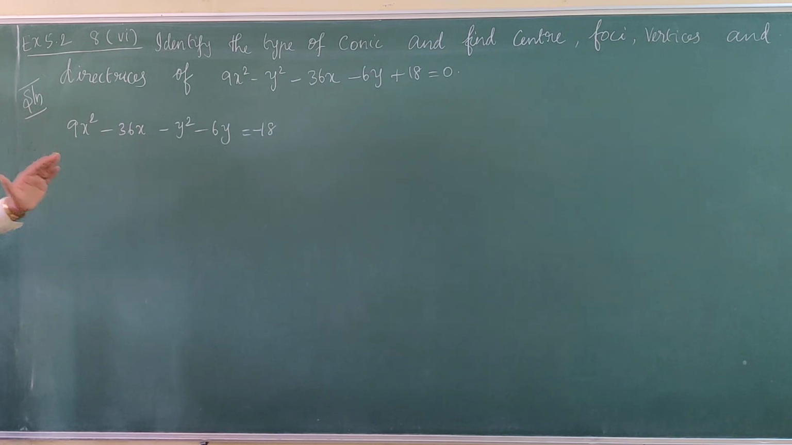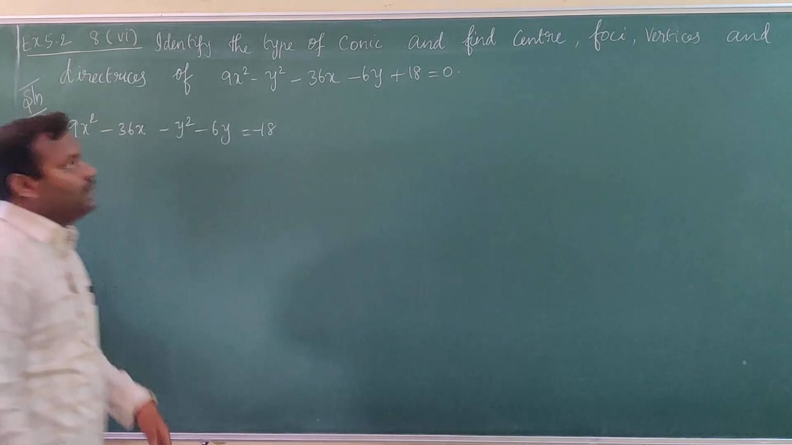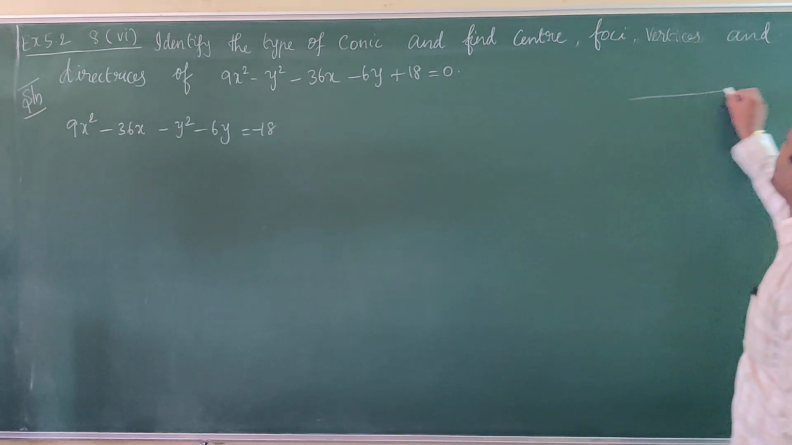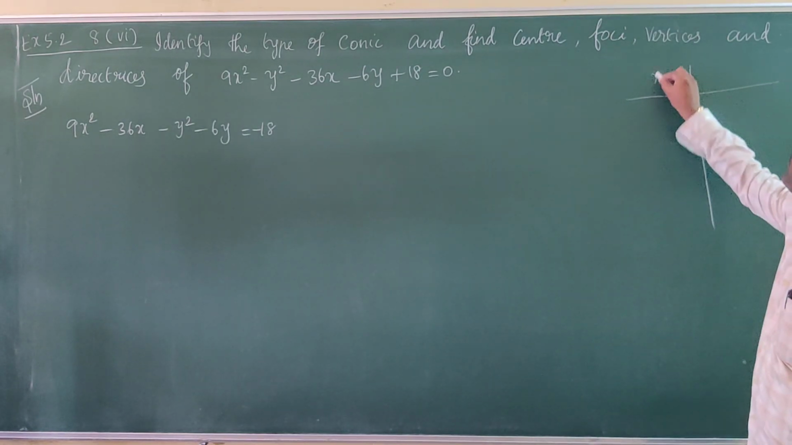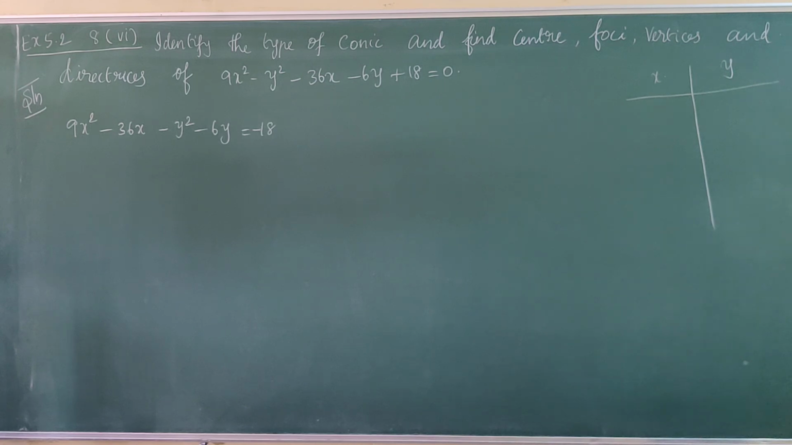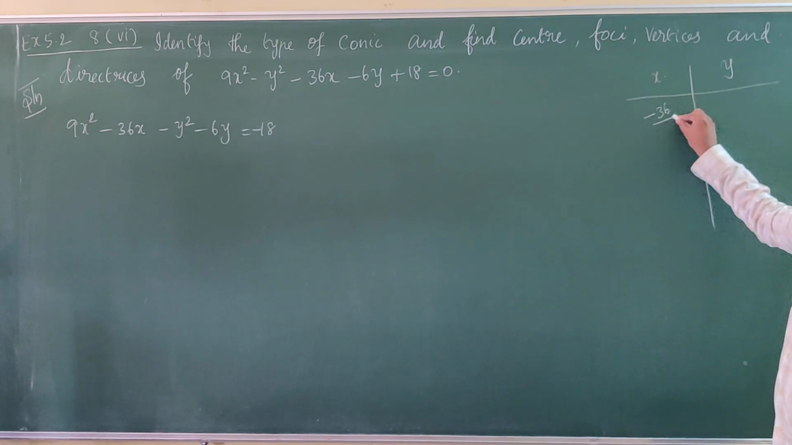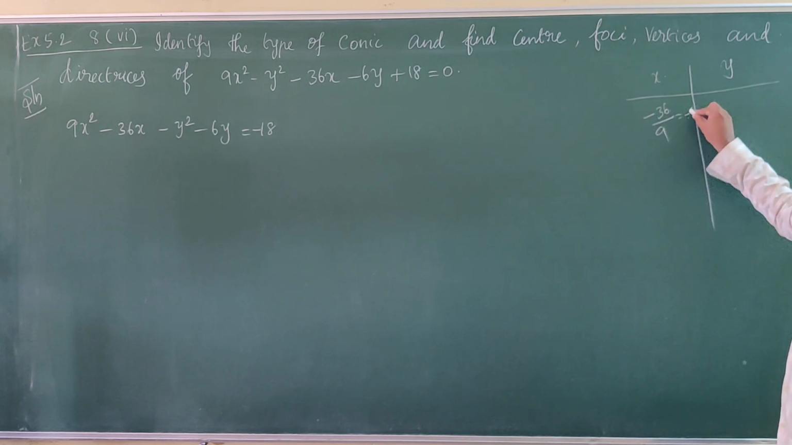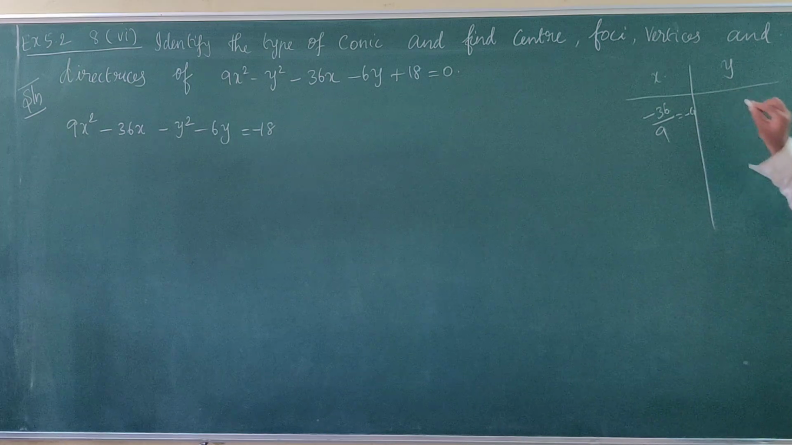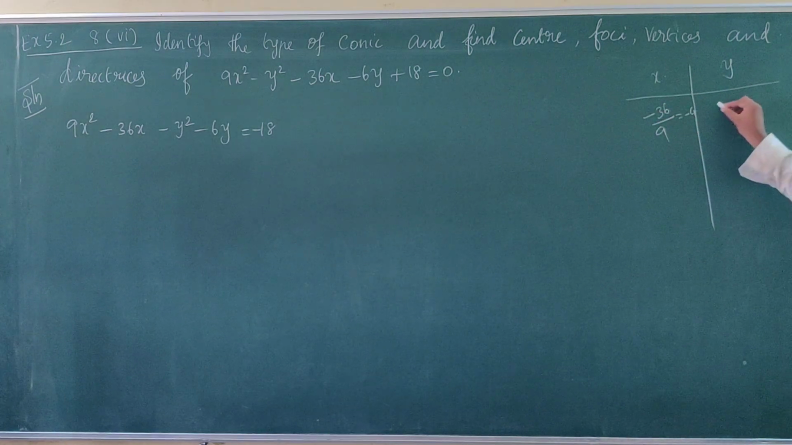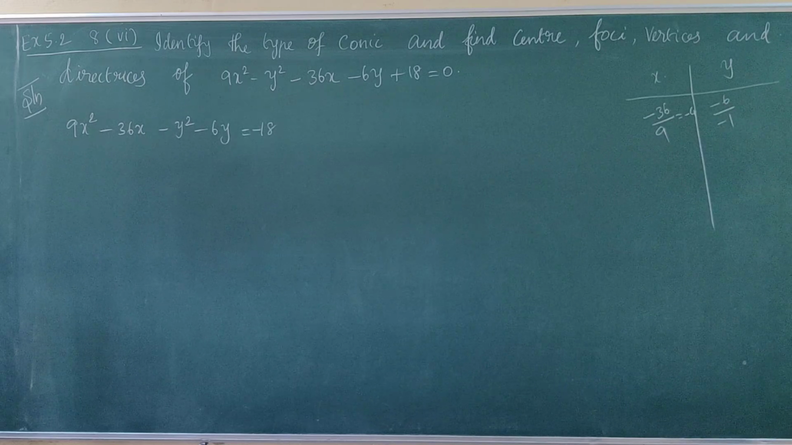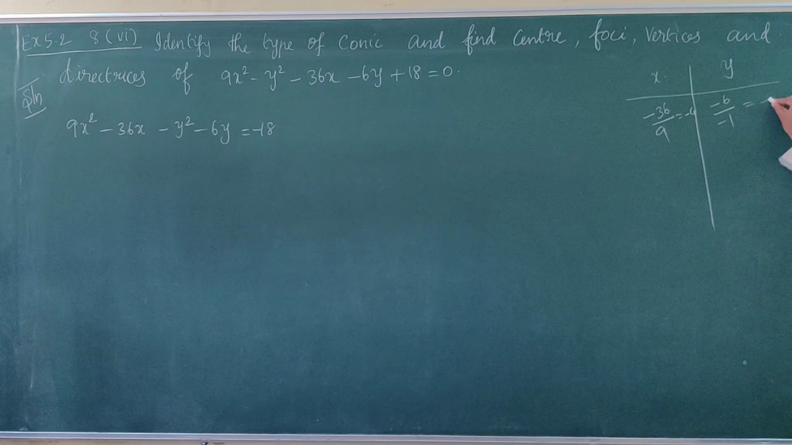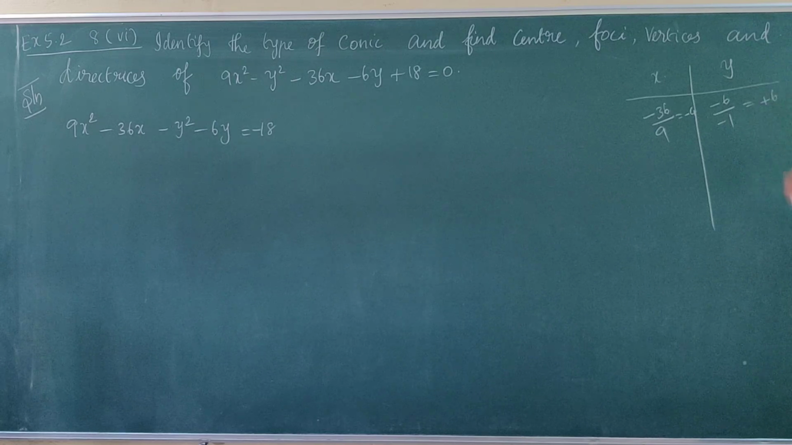Next, you have to make one tabular column by writing the values of x and y. So this is x, this is y. First you take the constants related to x. The first constant is −36 and the other constant is 9. When you divide this, you get −4. Similarly for y, take −6 divided by −1, which is equal to +6.